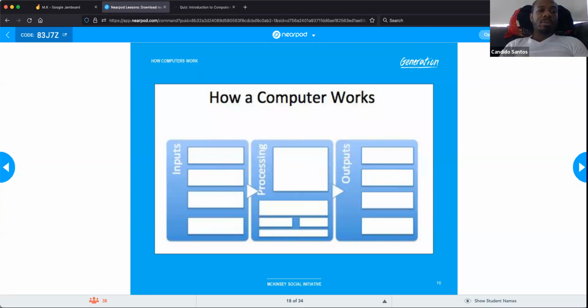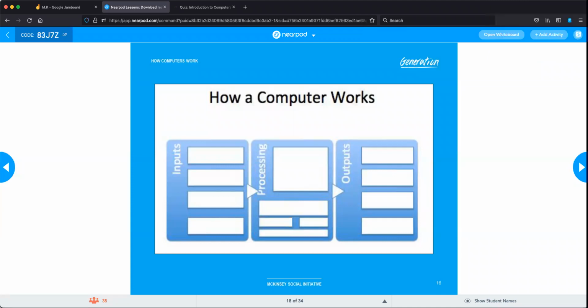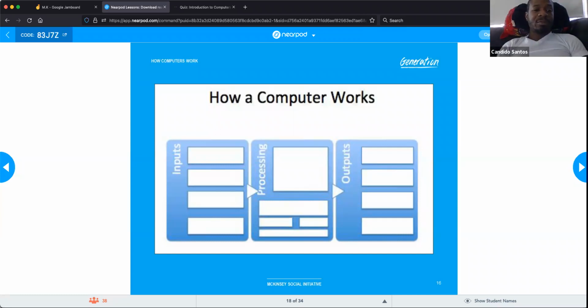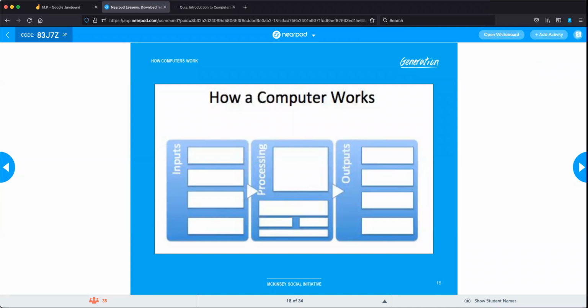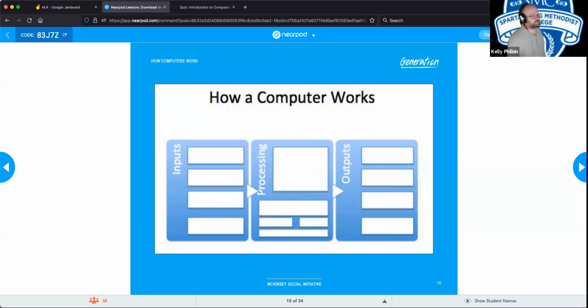Let's see, CD-ROM, yeah, that would be an input. So we could receive our information from there. Processing, what would we use for processing? RAM. CPU, very good. Hard drive? Yeah. Drives, there you go.